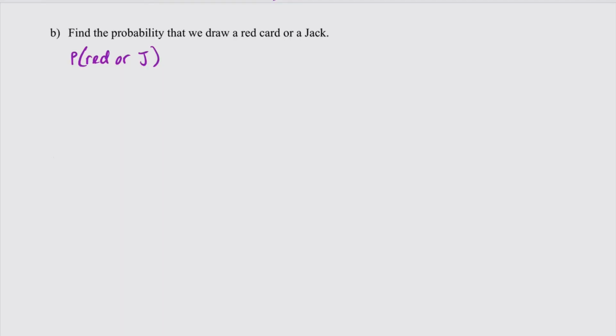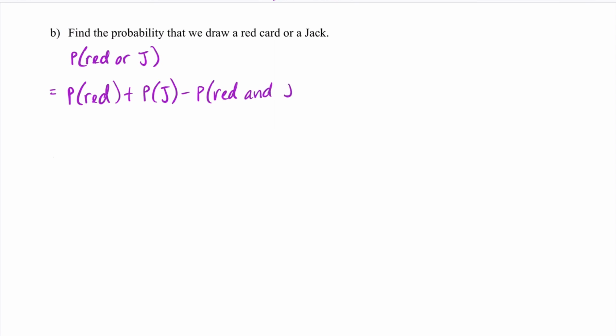That means to find the probability of drawing a red or a jack, we need to find the probability of drawing a red. We're going to add that to the probability of drawing a jack, and then we're going to subtract whatever we have that is a red and a jack.